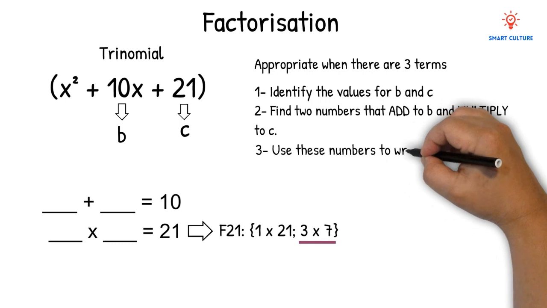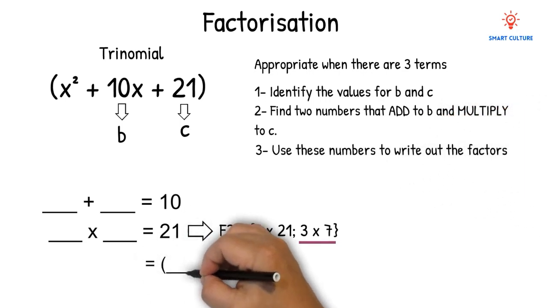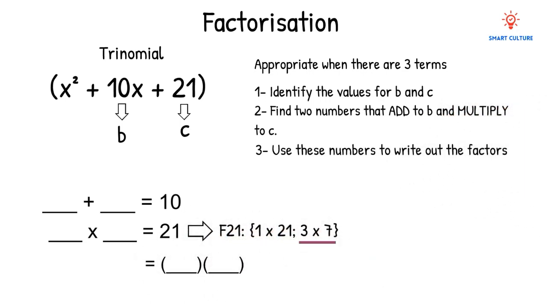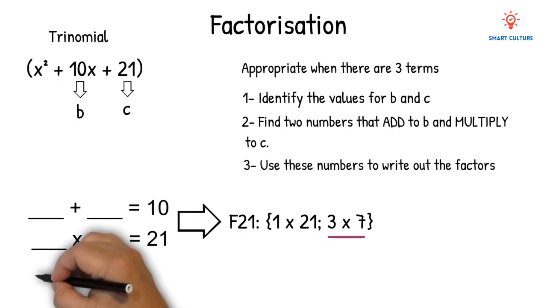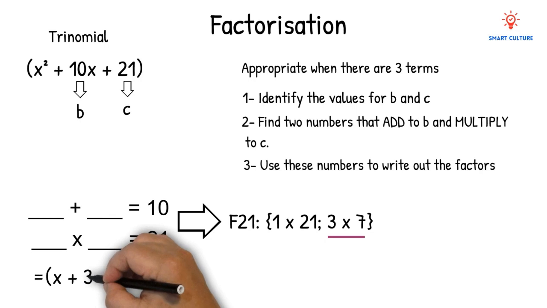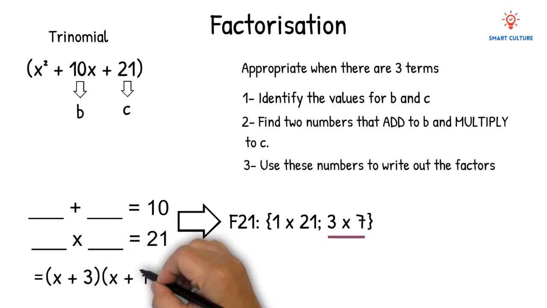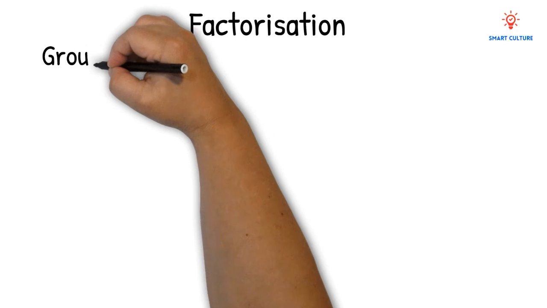So, open two brackets. And now we fill in the two brackets' values. You will put an x and an x in each bracket. And then you will put a plus 3 and a plus 7, as those are the values we've identified as the factors. The next method we're going to take a look at is called grouping.